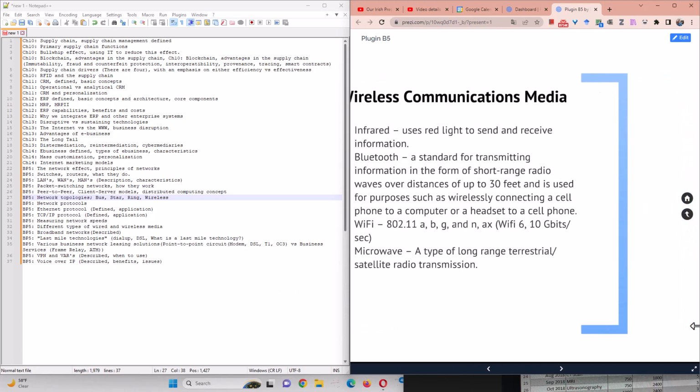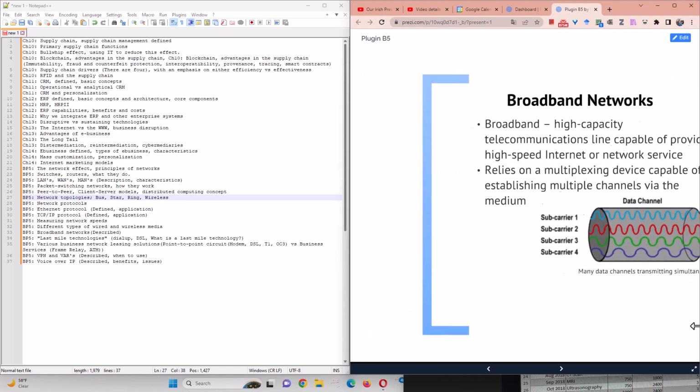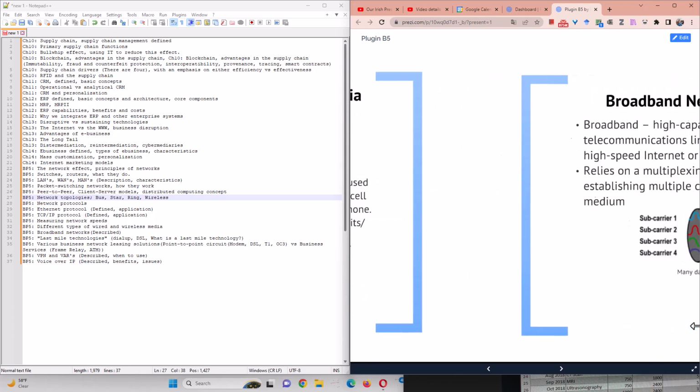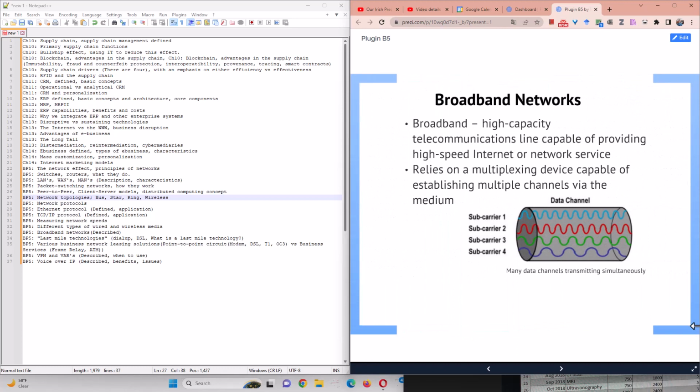As far as wireless, we'll talk about wireless in chapter 16. You should know what broadband is. Broadband is high capacity internet or network service. It's not exclusive to the internet.